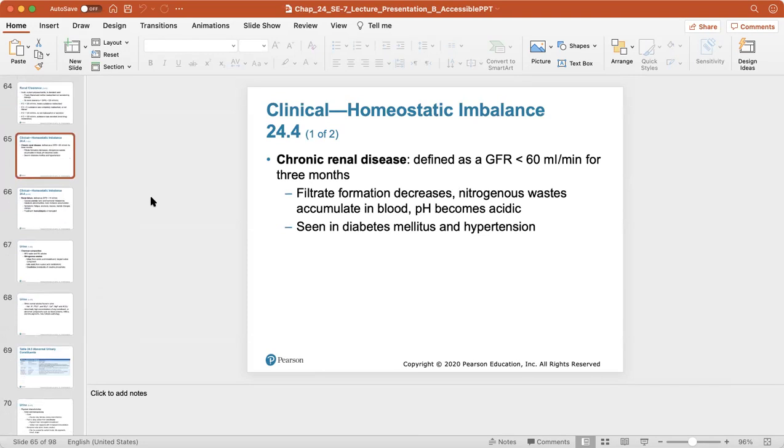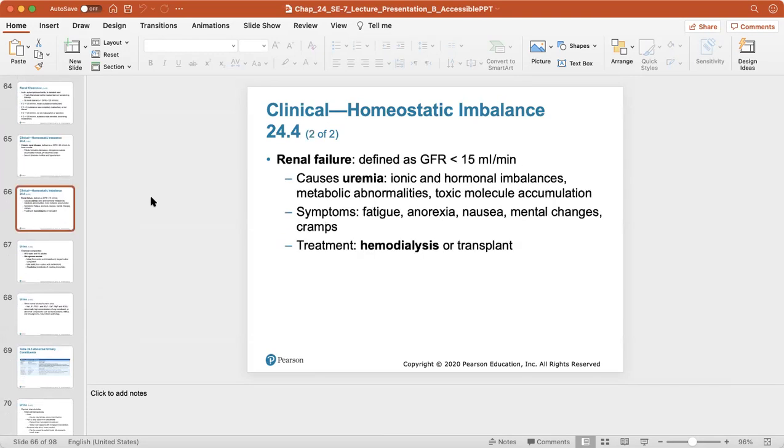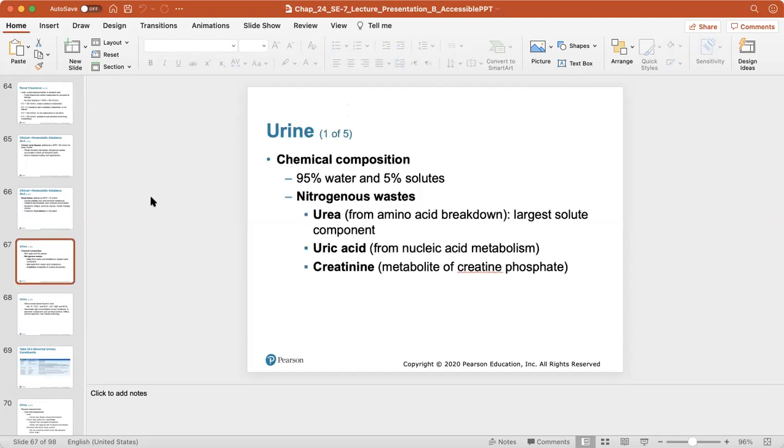Chronic renal disease is when the glomerular filtration rate is less than 60 milliliters per minute for at least 3 months. It's seen in diabetes patients, hypertension. Filtrate formation decreases, nitrogenous waste can accumulate in the blood, causing an acidic pH. Renal failure is defined as an extremely low glomerular filtration rate. It causes uremia, which is an ionic and hormonal imbalance, metabolic abnormality, toxic molecule accumulation, where the symptoms can be fatigue, anorexia, nausea, mental changes, cramps. So the treatments for renal failure is a hemodialysis machine hooked up 3 times a week, or a transplant.